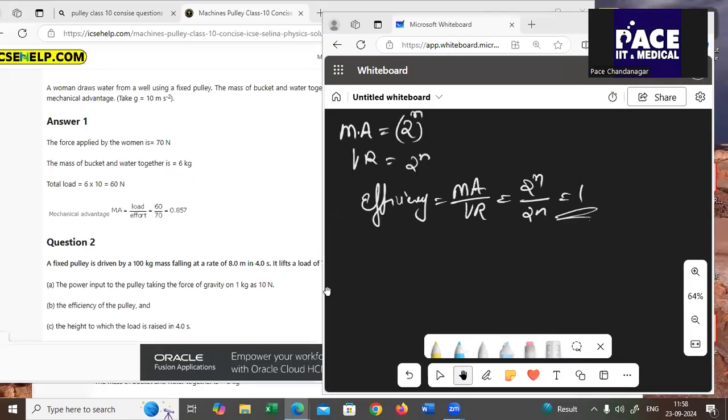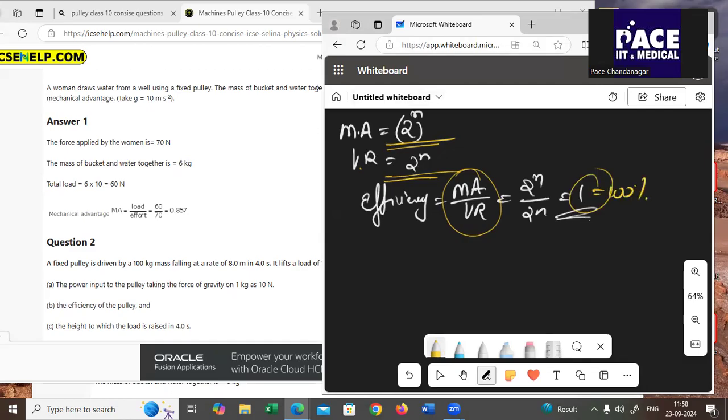So I have set up this thing now. If I have to talk about the mechanical advantage for n number of pulleys, the mechanical advantage is 2 power n, and the velocity ratio is 2 power n. Efficiency is mechanical advantage by velocity ratio, which is 1 here, which is nothing but 100%.